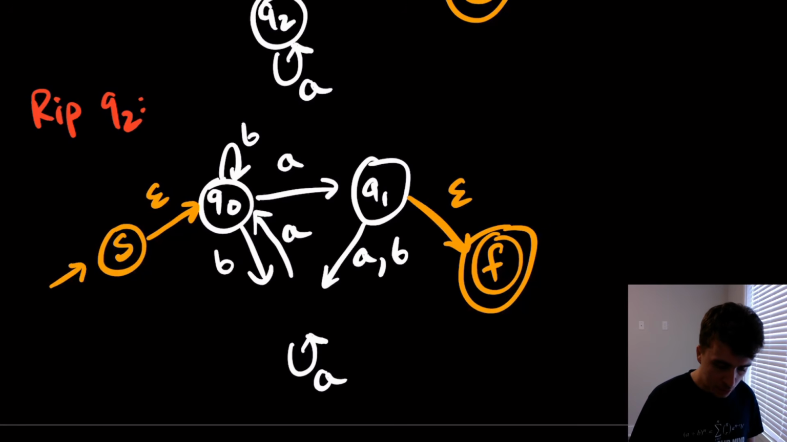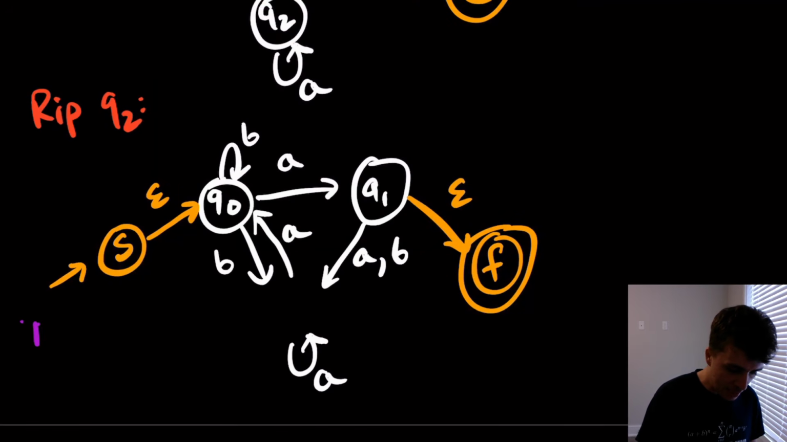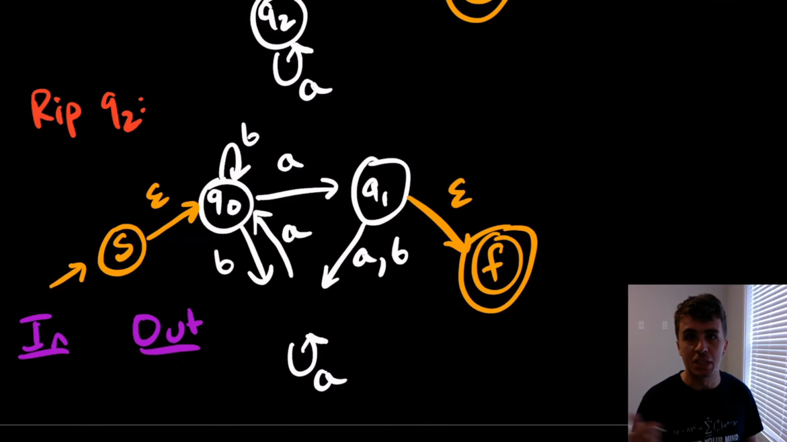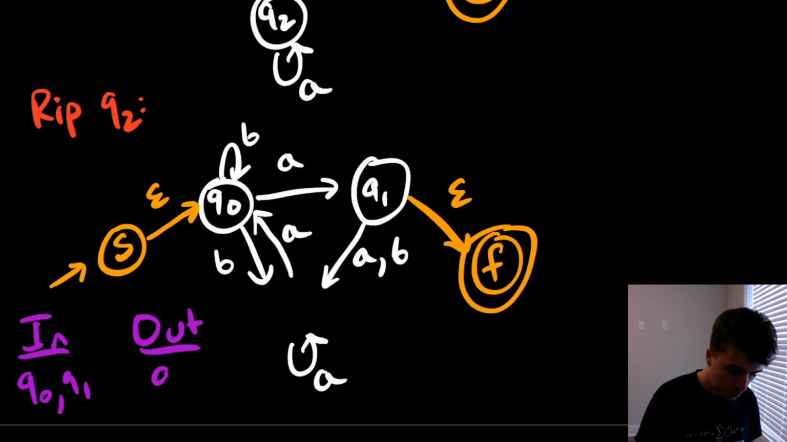Okay, well, the states that go into Q2 are Q1 and Q0. So what I'm going to do is make an in list and an out list. The in list is going to be all of the states that go into Q2, and out is going to be all the states that Q2 goes to, not including itself. So the states that go into Q2 are Q0 and Q1. And what are the states that Q2 goes out to? Well, it's only Q0 in this case.